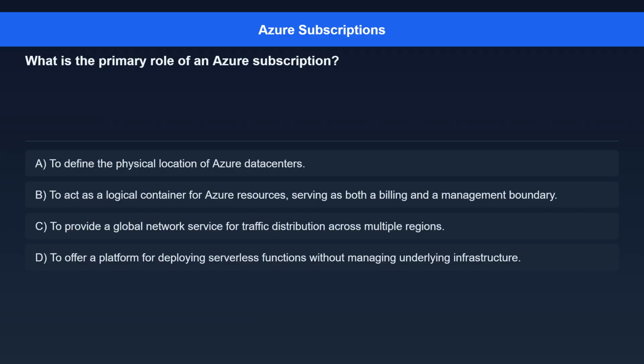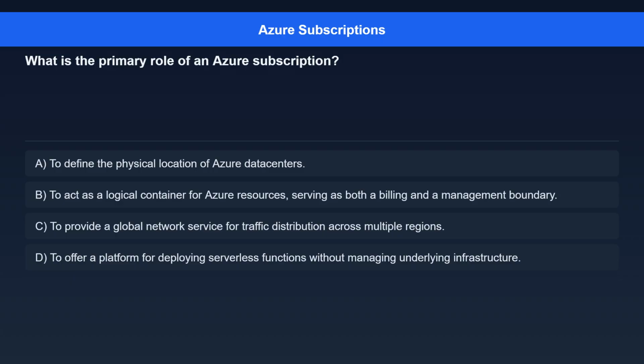Question 1. What is the primary role of an Azure subscription? Option A. To define the physical location of Azure data centers. Option B. To act as a logical container for Azure resources, serving as both a billing and a management boundary.